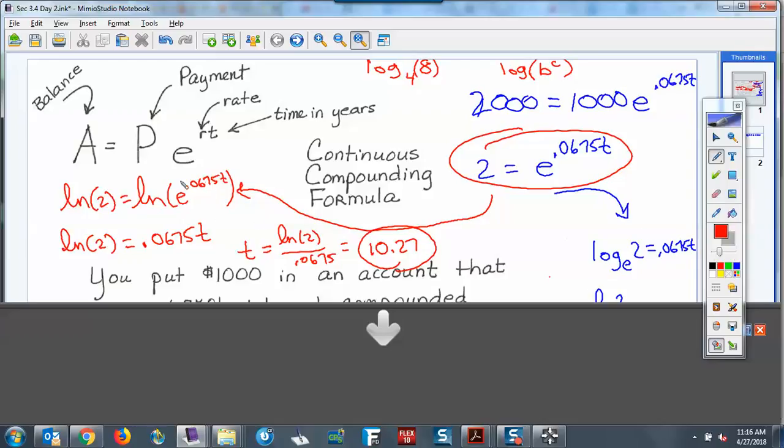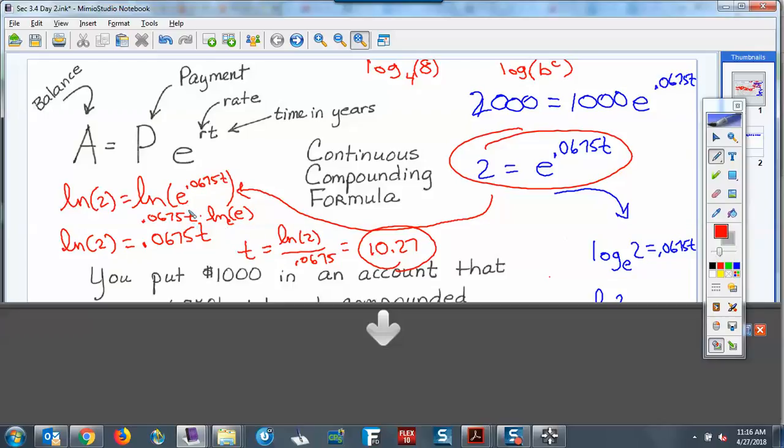Now I kind of skipped a step in here. You can bring this down and you have 0.0675t times ln e. But what's ln e? ln e is 1, because remember, this is base e. So that's e to the what makes e? E to the first. ln e is 1. Now, what if this wouldn't have been an e base? Doesn't matter. I mean, it worked out nice, but we would just divide it over.